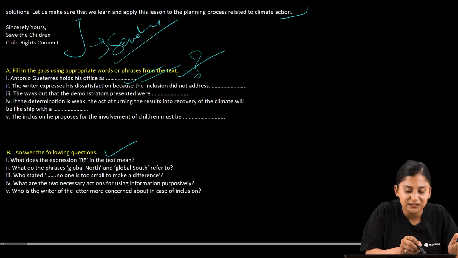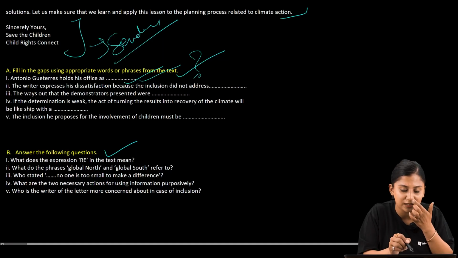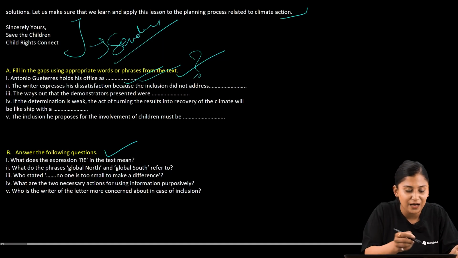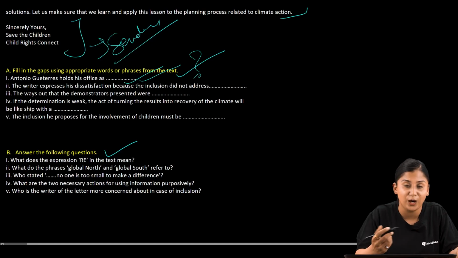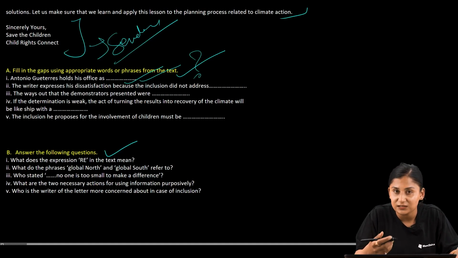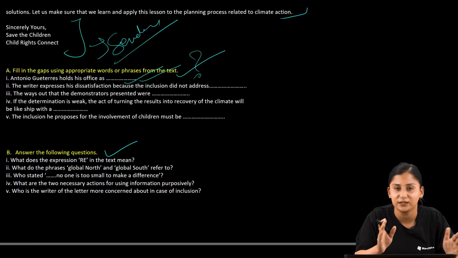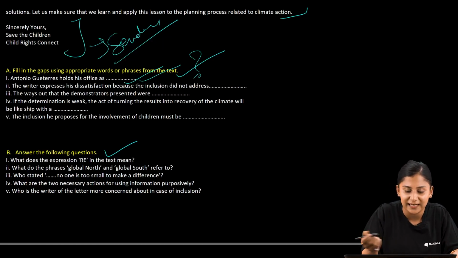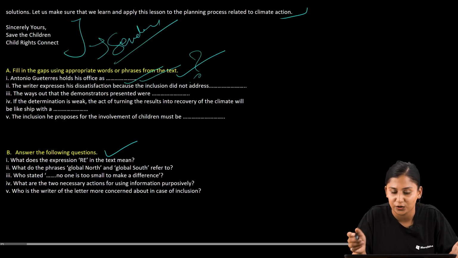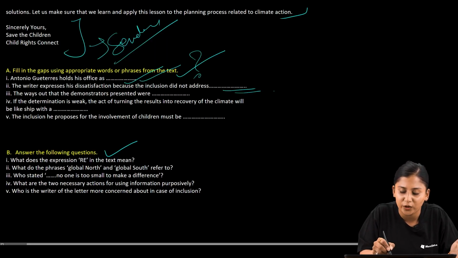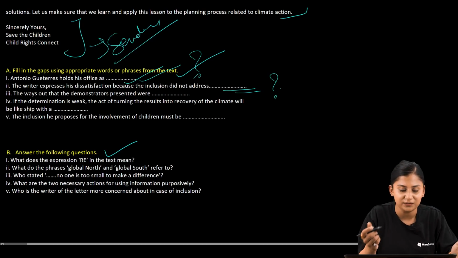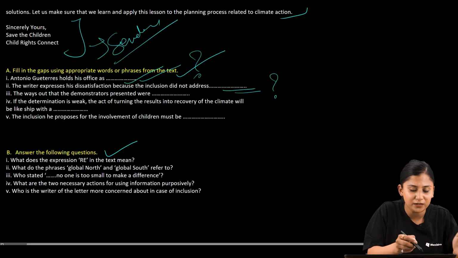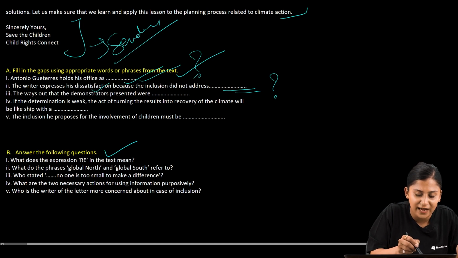The writer expresses his dissatisfaction because the inclusion did not address. So now here the question is presenting that the sender or the writer is disappointed. He is not satisfied. So why is he not satisfied? Because the inclusion did not address. Now we are supposed to know what is not included. So now let us find out here. Let us also mark the keyword dissatisfaction in the second question and the keywords Antonio Guterres itself in the first question.